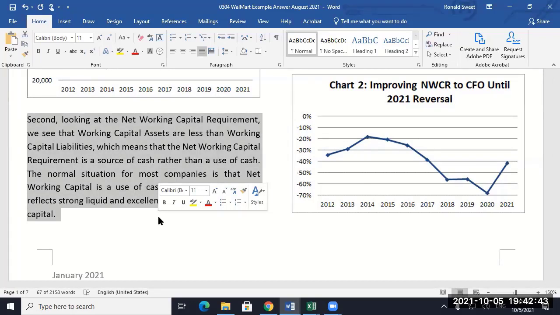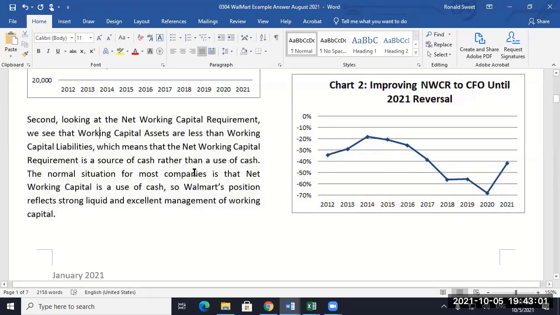What you say, if it's a use, is that you have to look at the trend. Is it becoming more liquid or less liquid? So you say it's a use of cash. That's normal for most companies in this industry. Therefore, we want to look at the trend in working capital over time, to see if it's getting better or worse.